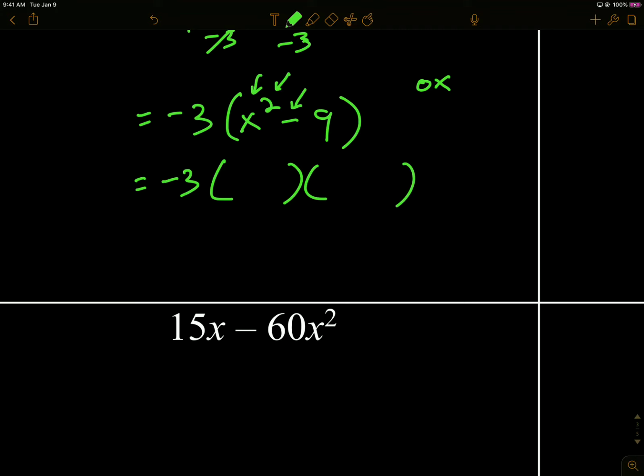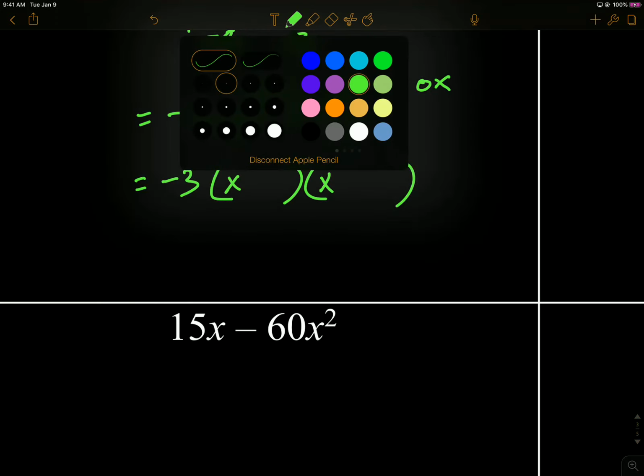The square root of x squared is x. The square root of 9 is 3. So, I'm sorry, I want to write the x in both spots for the first. So the square root of the first term x squared is x and x. The square root of the last term 9 is 3 and 3. And because there's the 0x in the middle, I know these have to be opposite signs.